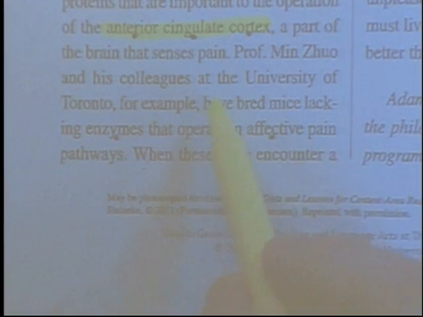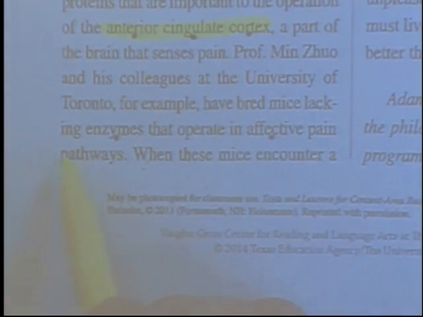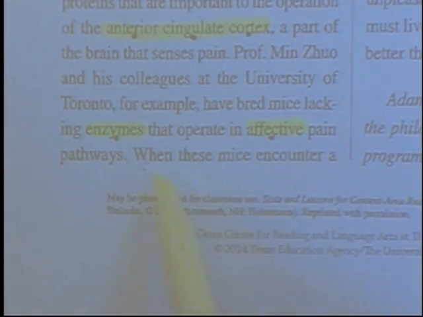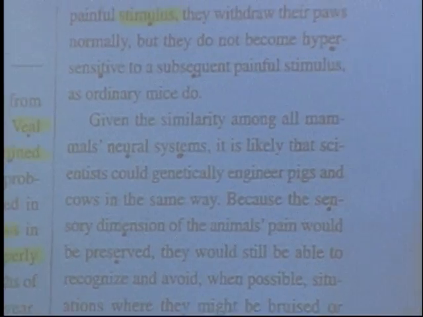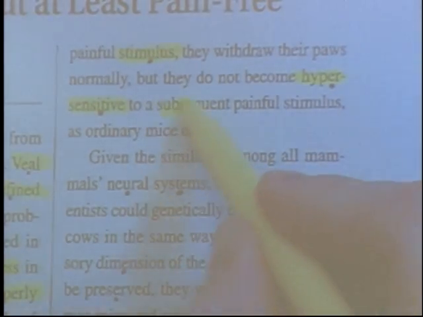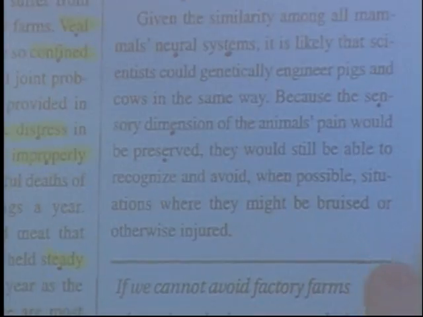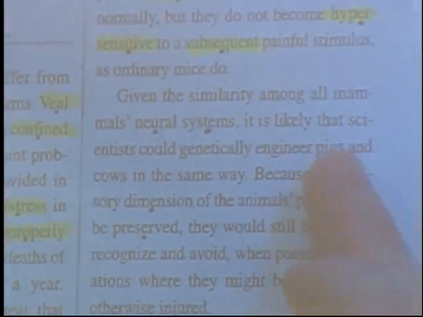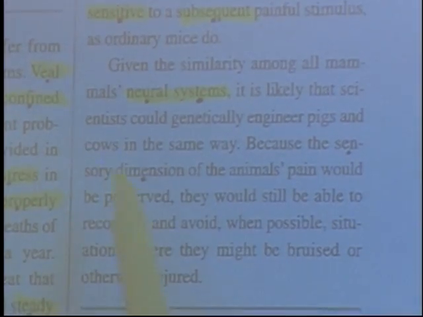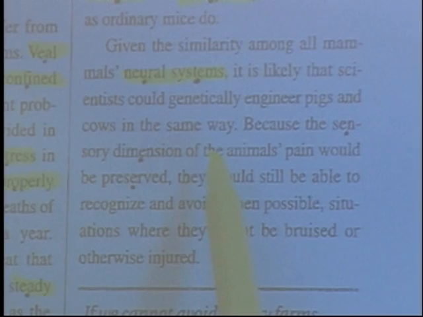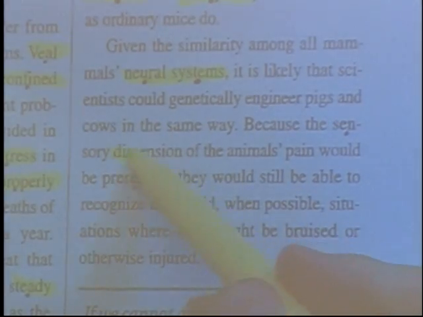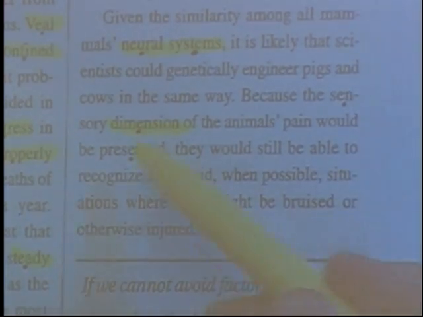Professor Menswo and his colleagues at the University of Toronto, for example, have bred mice lacking enzymes that operate in affective pain pathways. When these mice encounter a painful stimulus, they withdraw their paws normally, but they do not become hypersensitive to a subsequent painful stimulus as ordinary mice do. So given the similarity among all mammals' neural systems, it is likely that scientists could genetically engineer pigs and cows in the same way. But the sensory dimension of the animal's pain could be preserved.